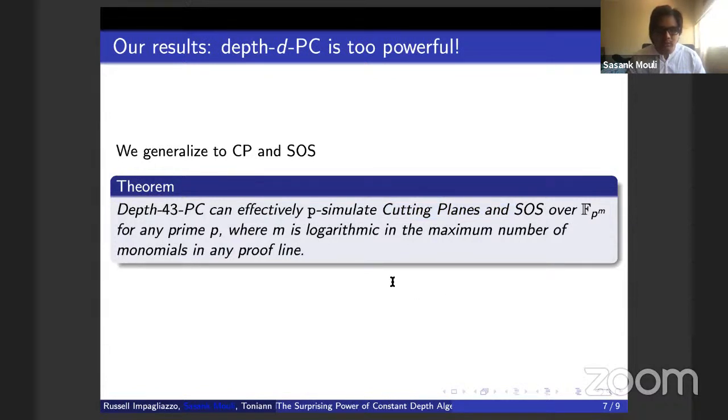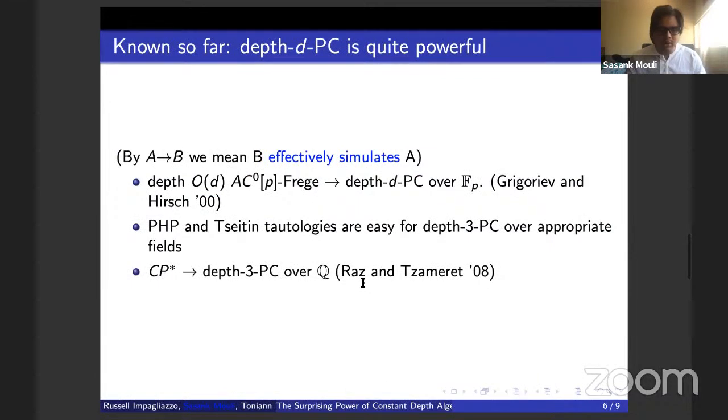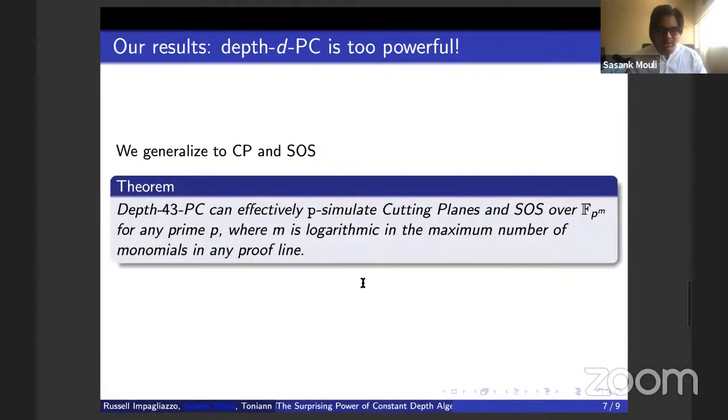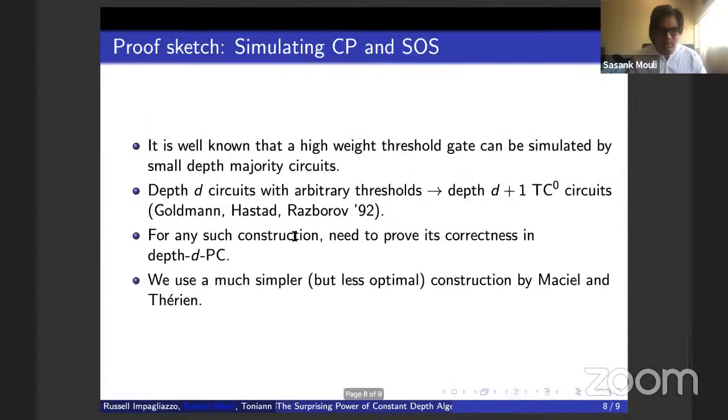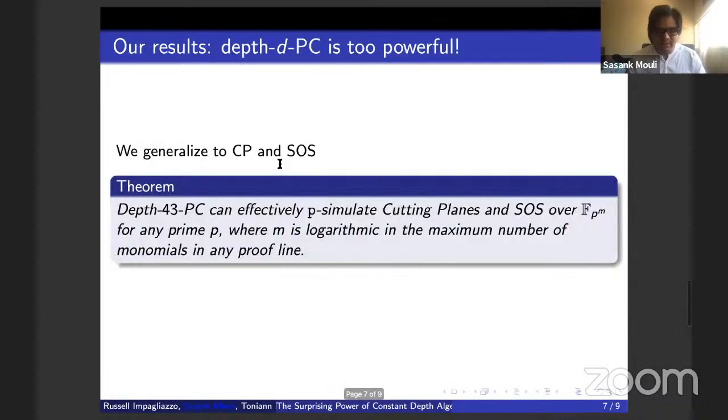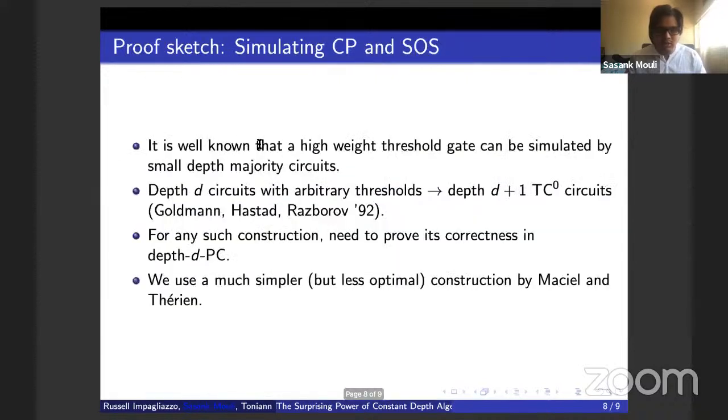Okay, so this is really our main result, generalizing from bounded coefficients to unbounded coefficients. And I'll just say a few things about it. Behind this result is really a result about Boolean threshold logic.